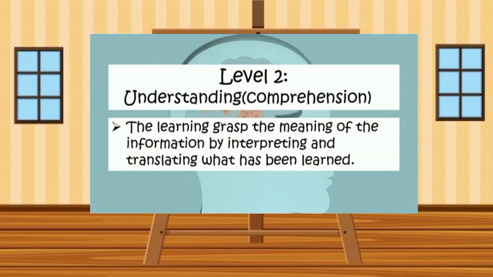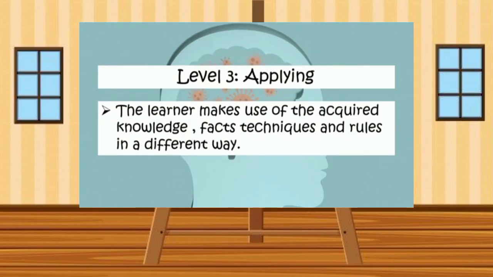The second level is understanding. The learner grasps the meaning of the information by interpreting and translating what has been learned. In this level, the learner is able to understand what he or she remembers about those previous topics. The third level is applying. The learner makes use of the acquired knowledge, facts, techniques, and rules in a different way. In this level, you are going to apply what you have learned and understood about those topics.